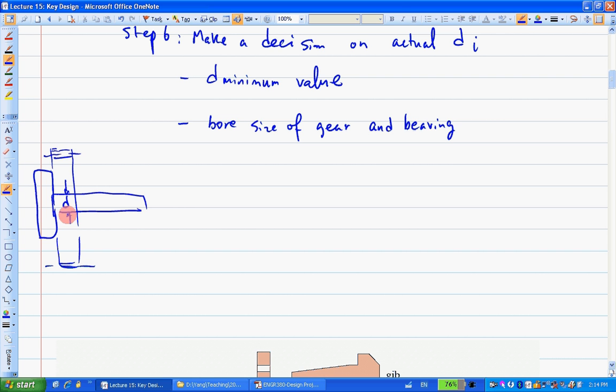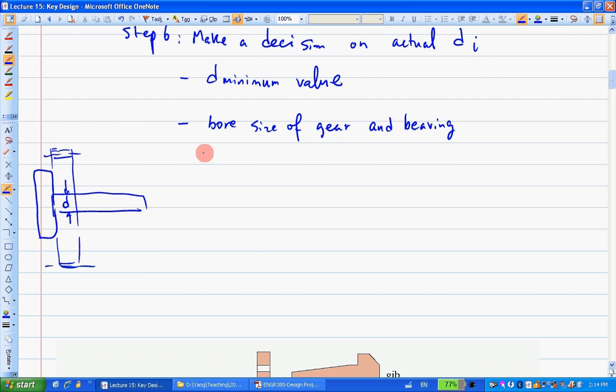Otherwise, if there is a significant difference, then the manufacturer doesn't have the size that you are looking for, and the available size is just too big, so you can use a customized size. But a customized size also has to be a nominal size. One of the tables in the textbook gives the nominal standard sizes for the shaft.